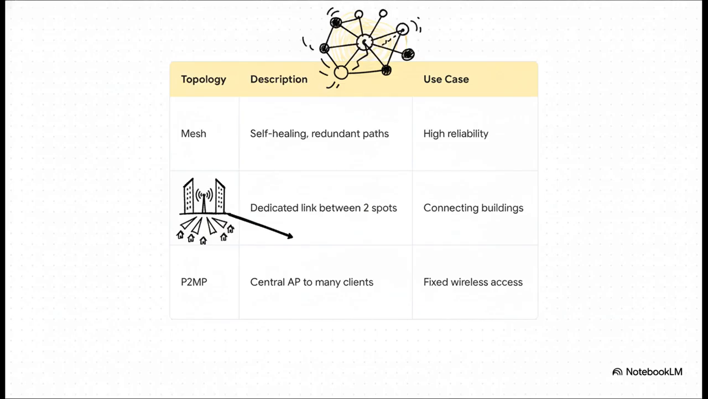Then you've got point-to-point. Think of this like a laser-focused wireless bridge, a super direct link between two specific locations, like connecting two buildings across the street. And finally, point-to-multipoint is the opposite. You have one central point that broadcasts out to lots of other points. This is exactly how many wireless internet providers deliver service to homes in a neighborhood.